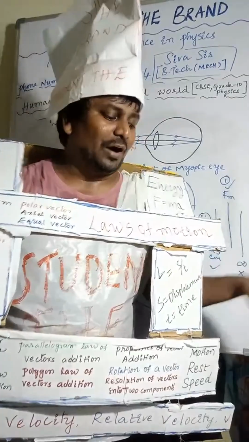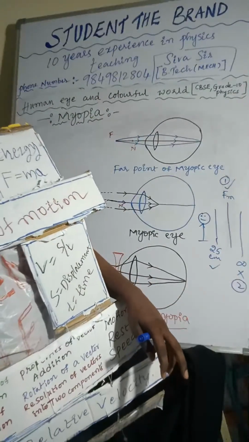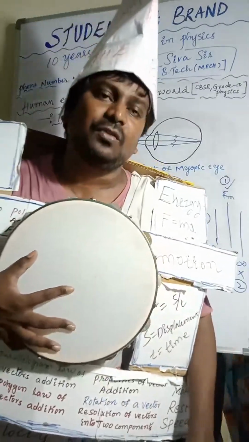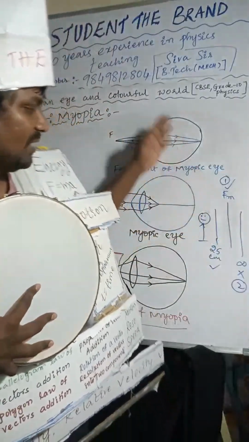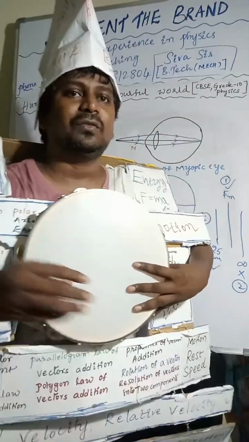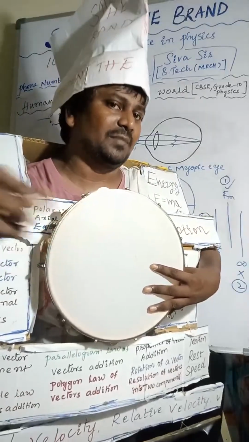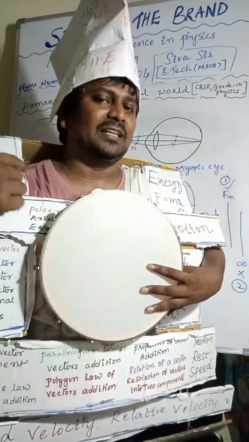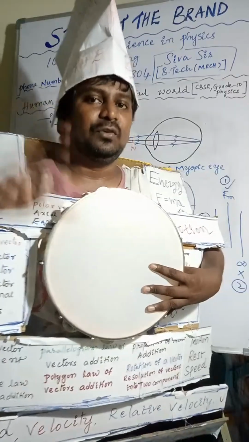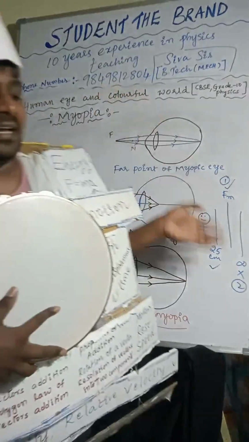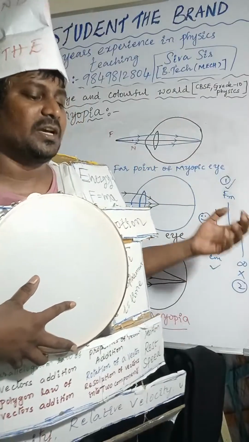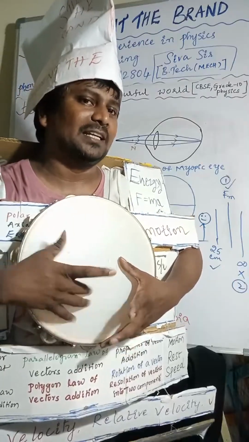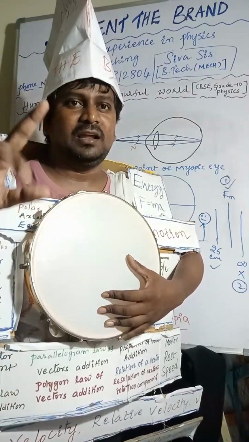Very easy. If you follow these methods, if you learn this song, if you remember this logic, these diagrams are very easy. You will play with the subject, you will play with the concept. Very simple. I am Siva sir, my channel name is Student the Brand. You can check any textbook or reference book for these diagrams. If there are any changes, let me know and you can come and discuss with me.